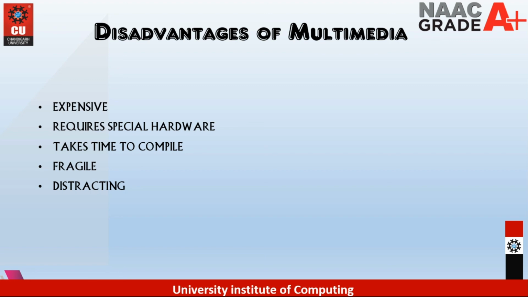The third one is that it takes time to compile. Creating multimedia requires more time than other types of media. The fourth one is fragile. The devices used for multimedia must be used with care and kept away from moisture. The fifth and last one is distracting. Multimedia may take away the focus from the lesson due to its attention-grabbing formats.